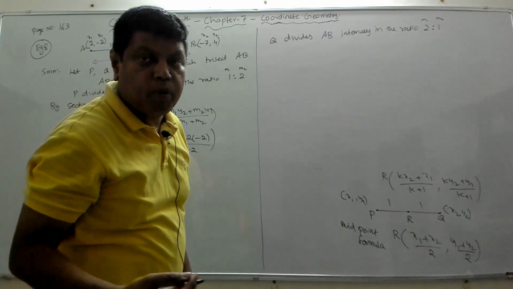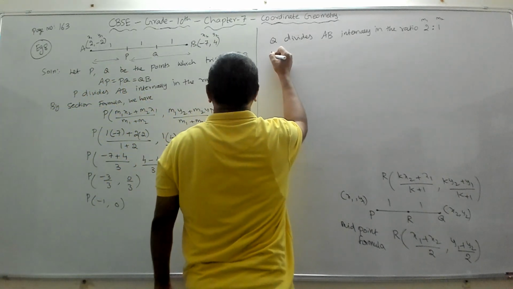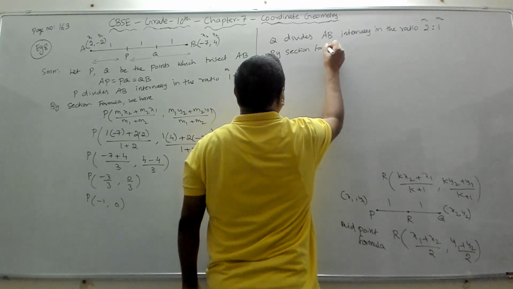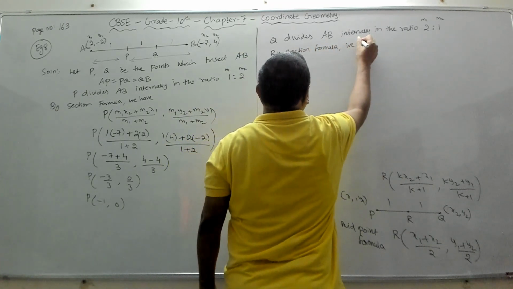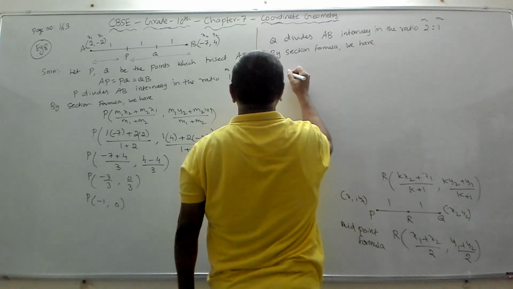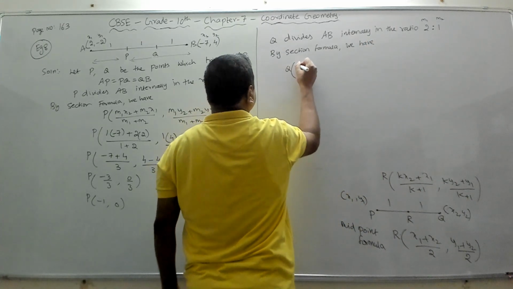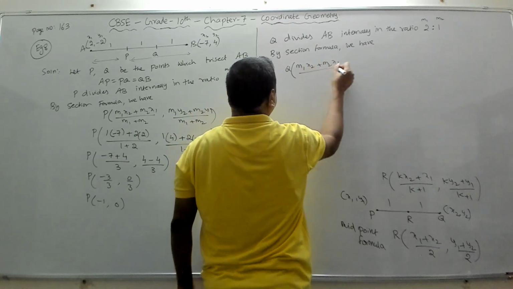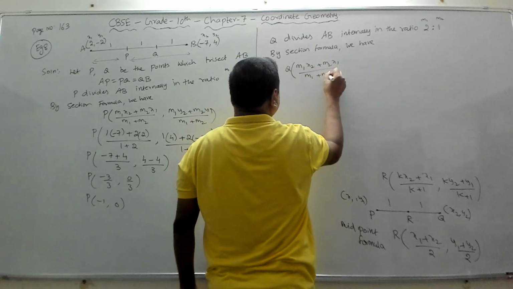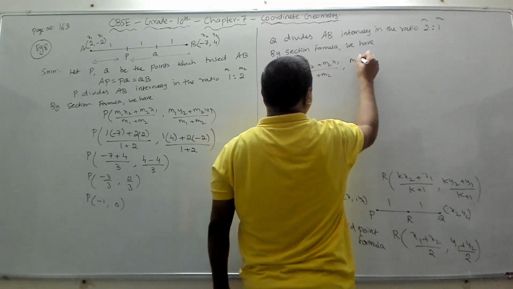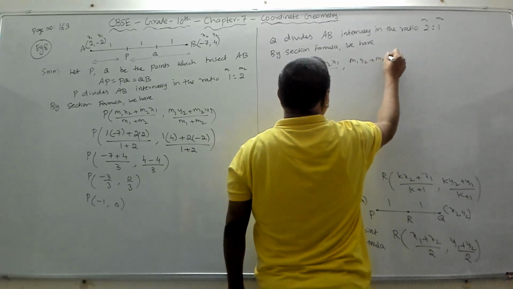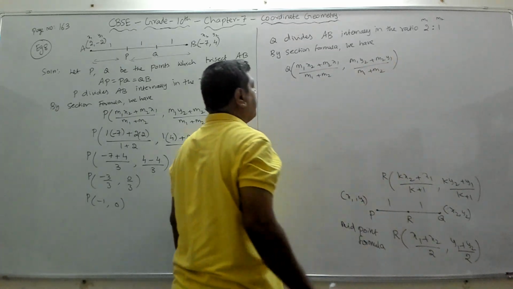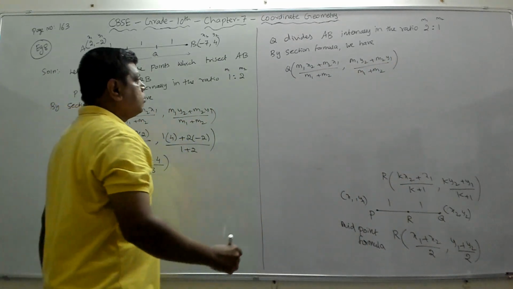So what is the section formula? So by section formula, we have Q of, the formula is again (m1x2 + m2x1)/(m1 + m2), comma (m1y2 + m2y1)/(m1 + m2). Right, so now let's substitute all the values.